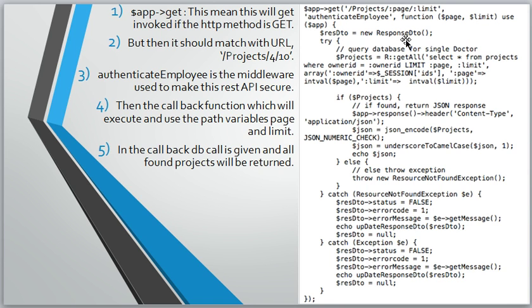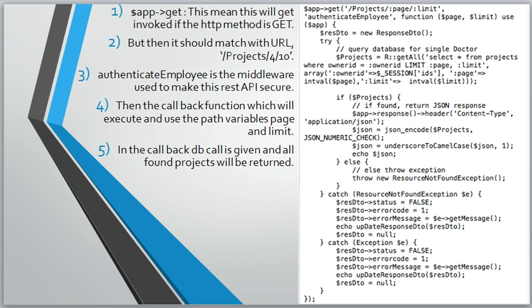6. Then inside the try block, using Redbean PHP, a SQL query is executed and it will get all projects which match the query criteria. 7. If projects are found, they are encoded to JSON string format and returned by setting the content type as application/JSON. 8. If projects are not found, then a resource not found exception is thrown and it is handled by sending success as false. Let's see the response, how it looks in JSON format.